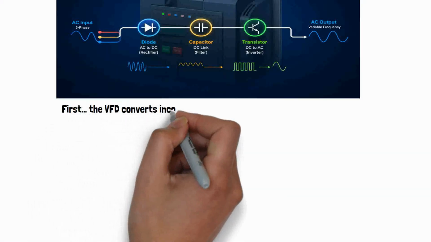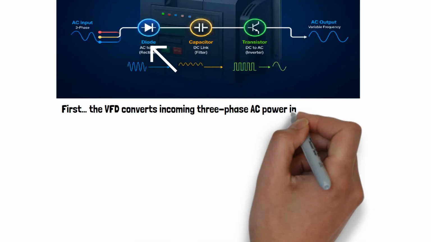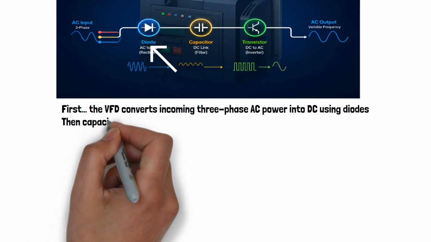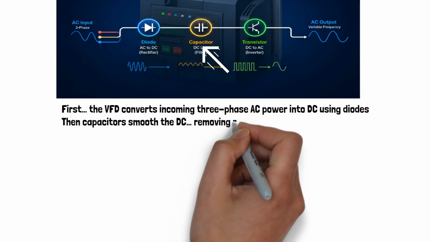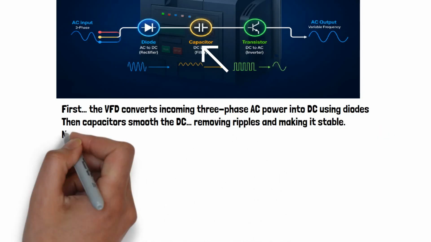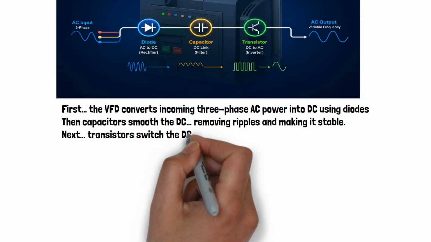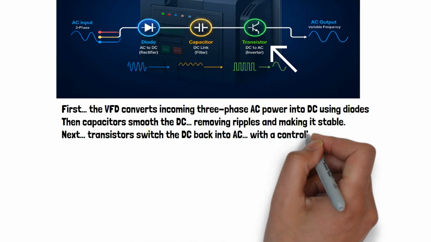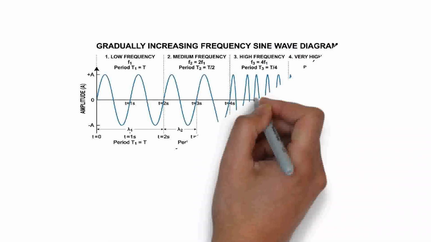As per the diagram given above, first the VFD converts incoming 3-phase AC power into DC using diodes. Then capacitors smooth the DC, removing ripples and making it stable. Next, transistors switch the DC back into AC with a controlled frequency. And by changing this frequency, the motor speed is controlled precisely.